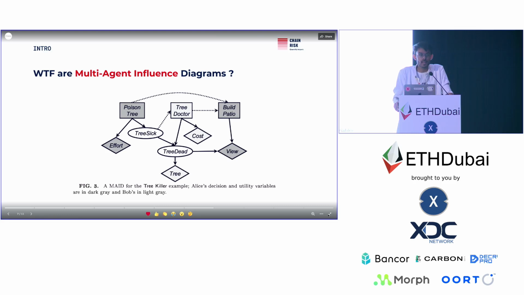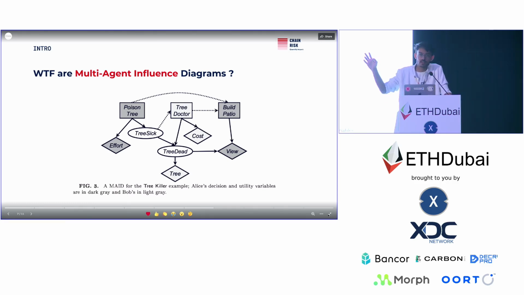Let's say there's a girl called Alice who wants to build her own patio in front of her garden, but there's this guy Mark who stays next door. He has, let's say, a big tree in front of his house which is blocking the view of the patio with a very beautiful beach outside. So what can Alice do?